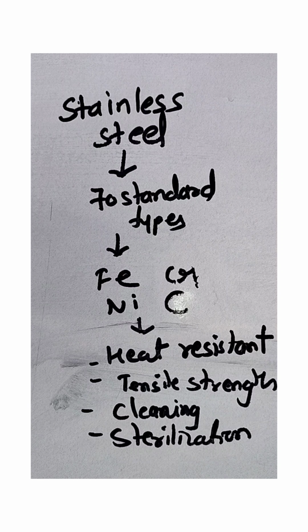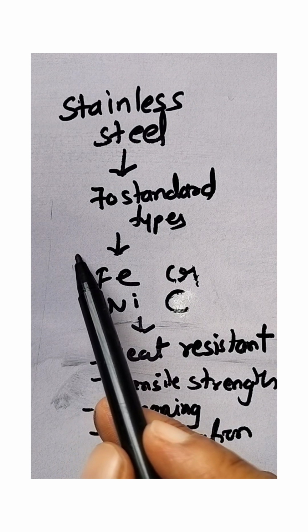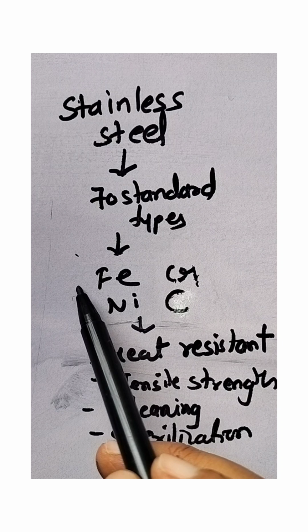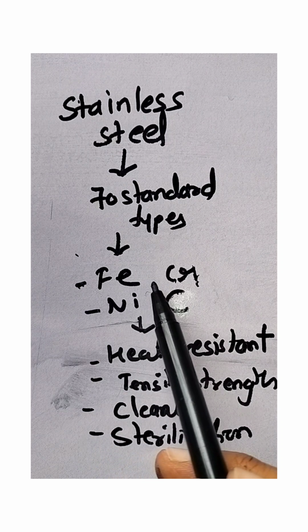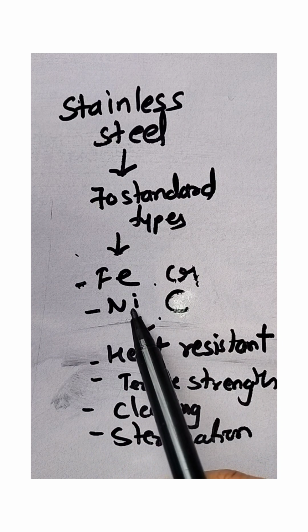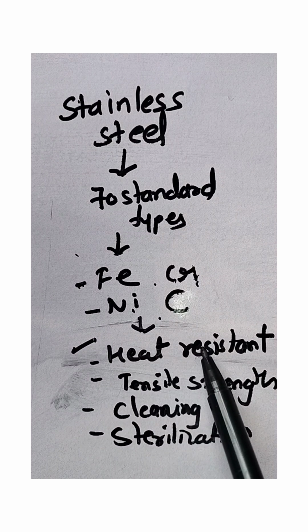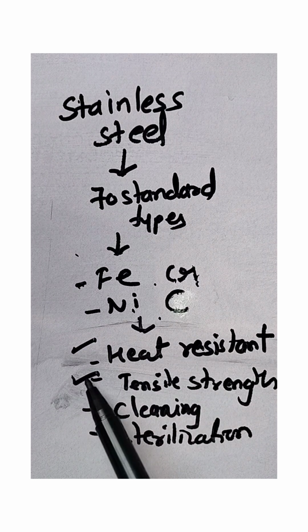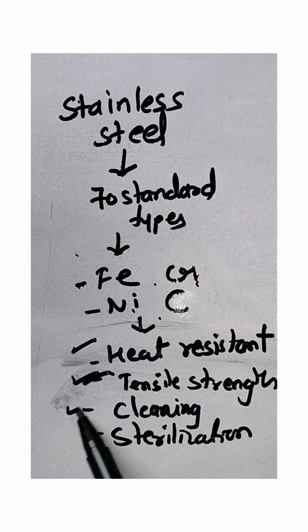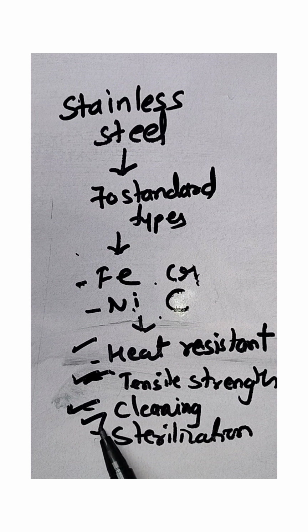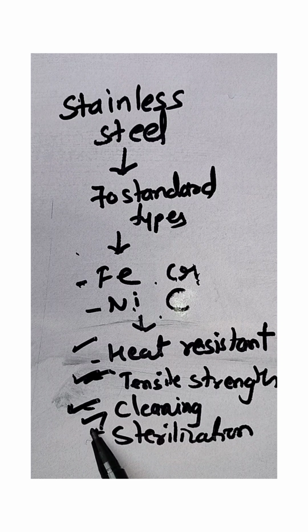Now we will see the third type, stainless steel, which has around 70 standard types. Here this steel has four elements inside: iron, nickel, chromium and carbon. It has these advantages or properties. First, it is heat resistant. Second, it has good tensile strength. Third, cleaning is easily possible. And fourth, sterilization of equipment can be easily done.